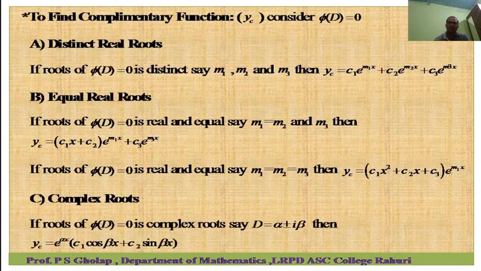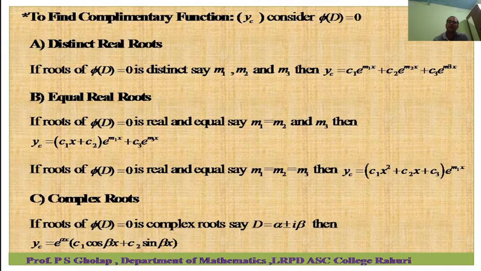This is the rule to obtain the complementary function. Consider phi of D equal to 0. This is called the auxiliary equation. As I have already told, phi of D is a polynomial of degree n. Here we consider phi of D as a polynomial of degree 3. This is a cubic equation, so it may have three roots. They may be real or distinct, or they may be complex. Suppose phi of D equal to 0 has three distinct roots.